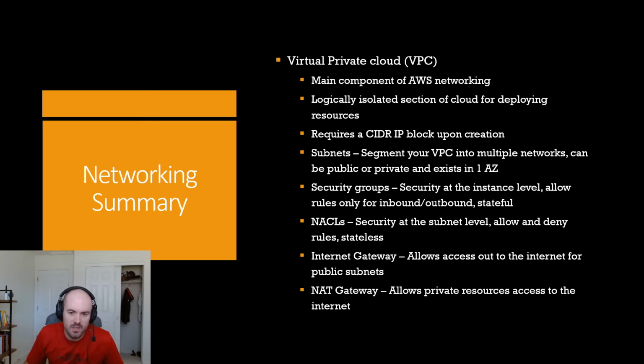Internet gateways are basically what allow you to have access out to the internet for your public subnets. Of course, you don't want private subnets having internet access. And then a NAT gateway is, in that case, what allows your private resources to go and access the internet if that is required.